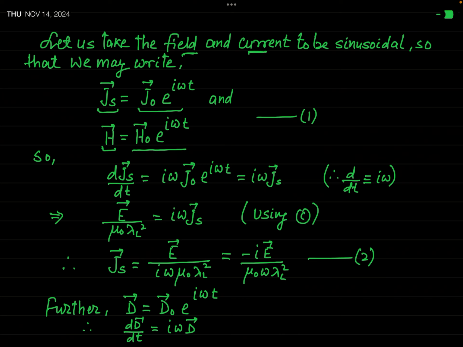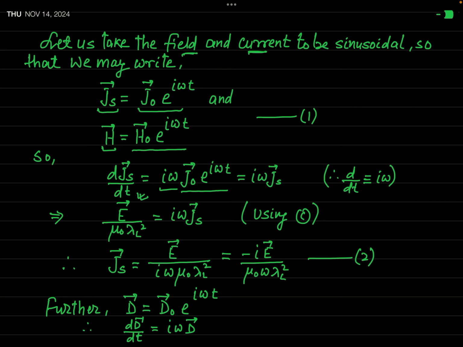And so from this equation 1 you can see, if you find the time derivative of this Js, that is dJs by dt, what will this be? This will be iota omega times J naught times e to the power iota omega t.